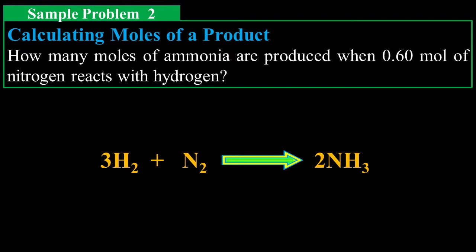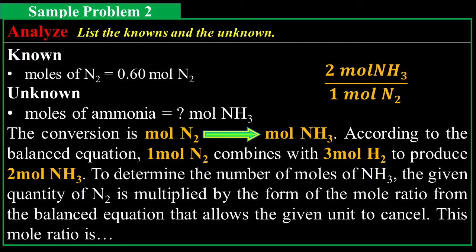All right, how many moles of ammonia are produced when 0.6 moles of nitrogen react, so we're assuming that all the nitrogen is used up? Well, remember, it's 1 mole of nitrogen per 2 moles of ammonia. So, let's see what we've got. The known is moles of nitrogen equals 0.6, and the unknown is moles of ammonia. We know that the ratio of moles of ammonia over moles of nitrogen is 2 over 1. The conversion is moles of nitrogen to moles of ammonia.